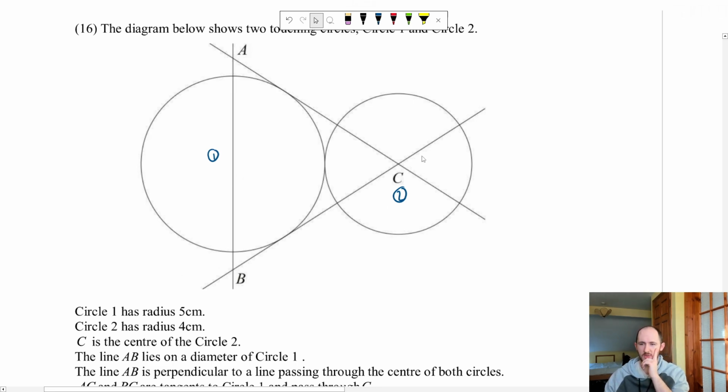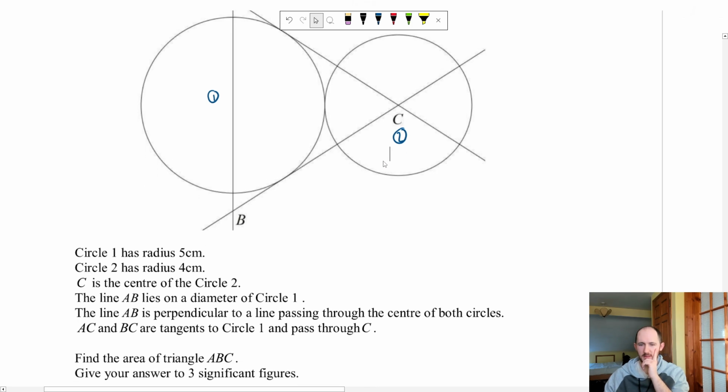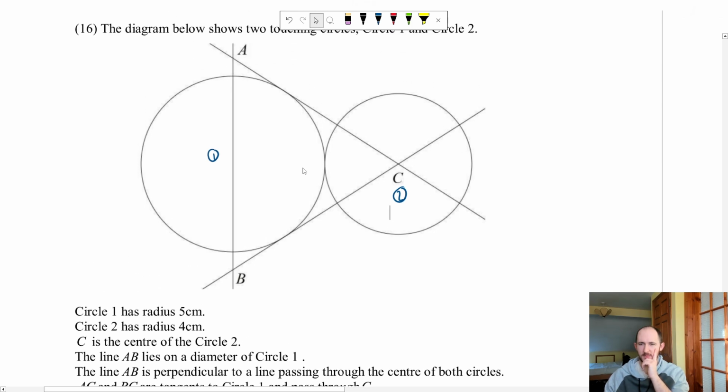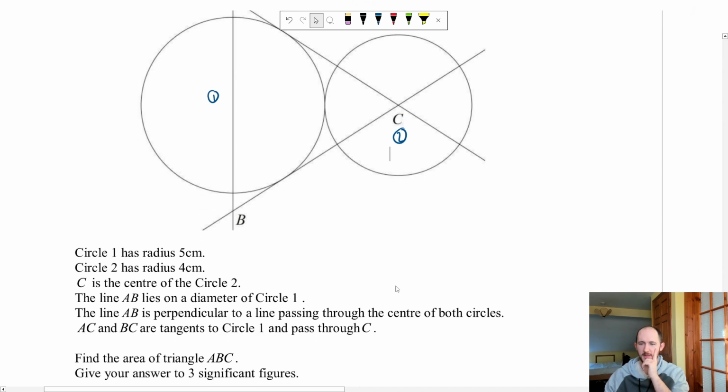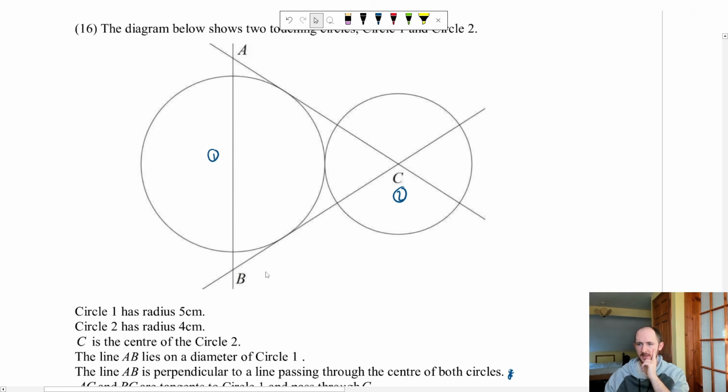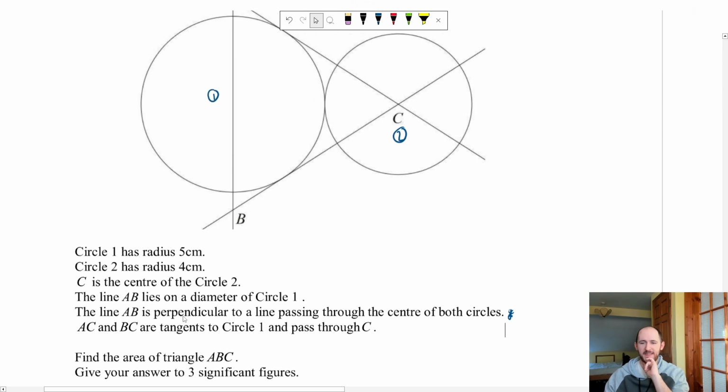C is the centre of circle 2, obviously. AB lies on the diameter of circle 1. Yeah, AB is going through the diameter. AB is also perpendicular to a line passing through the centre. Okay, this is actually a deceptively useful piece of information. AC and BC are tangents to circle 1 and pass through centre C. AC and BC are tangents. Yep, cool. Okay, yep, I've got it. Find the area of the triangle ABC.